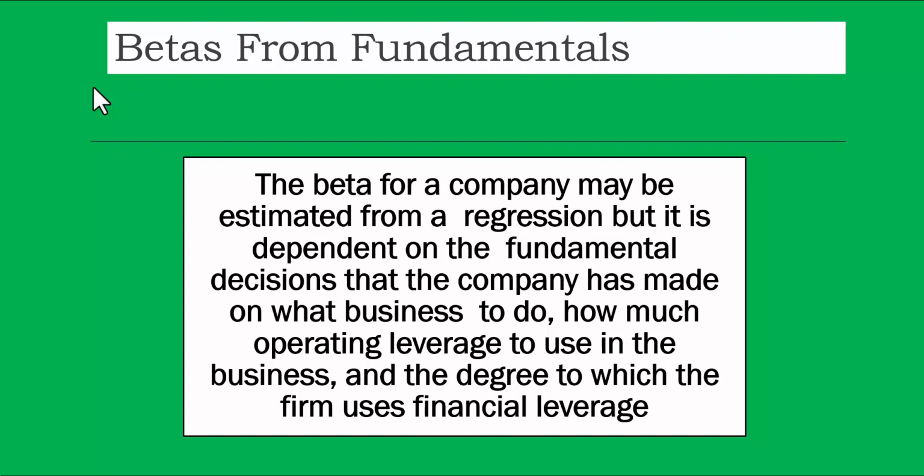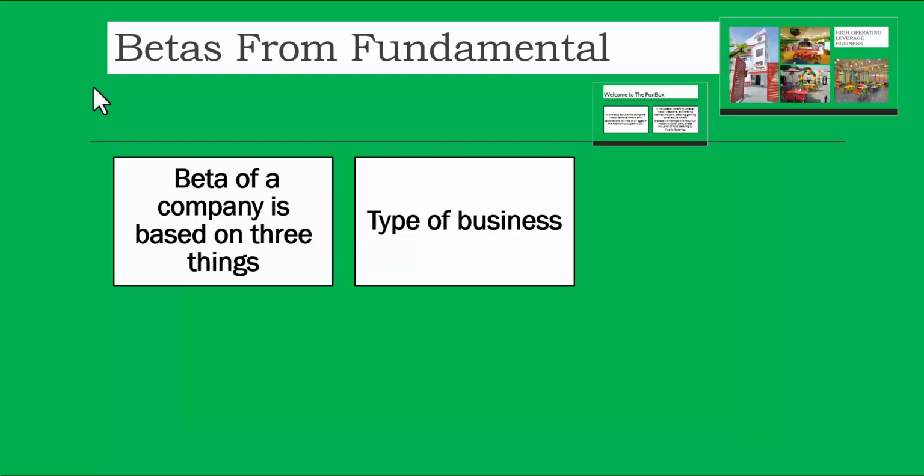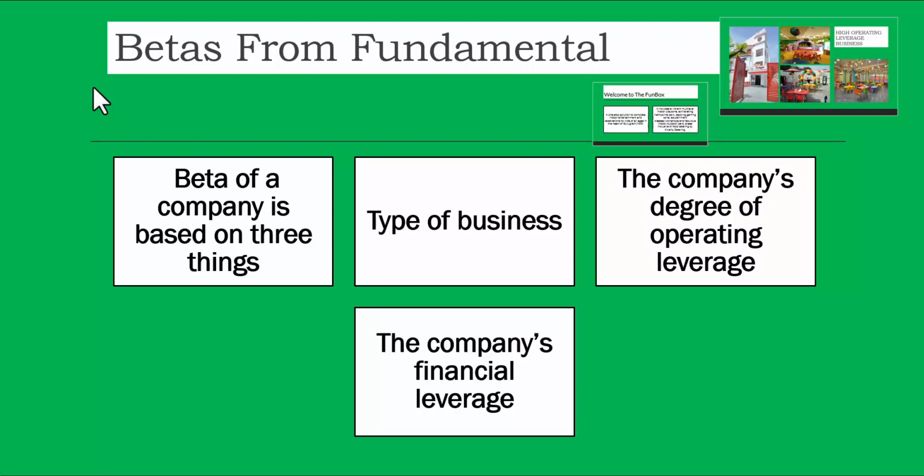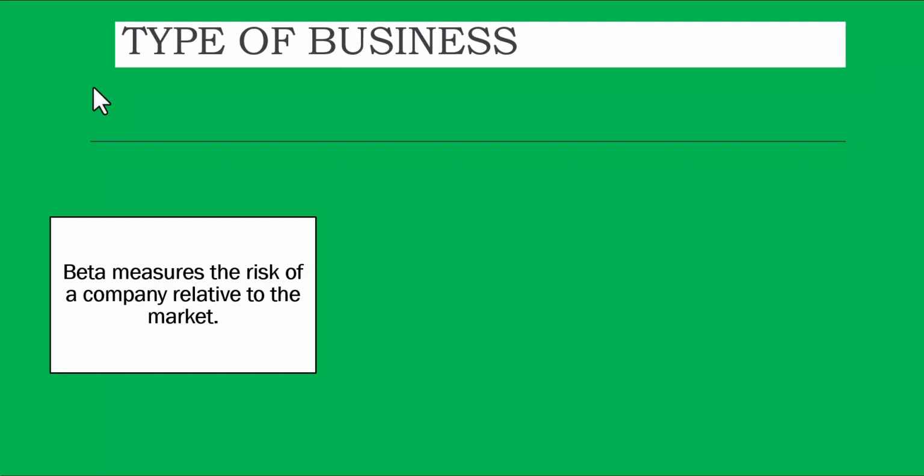Is that clear? Okay. Now, betas from fundamentals. Beta of a company is based on three things: type of business, the company's degree of operating leverage, and the company's financial leverage. So we have seen that now through an example. Now, types of business. Just read it.